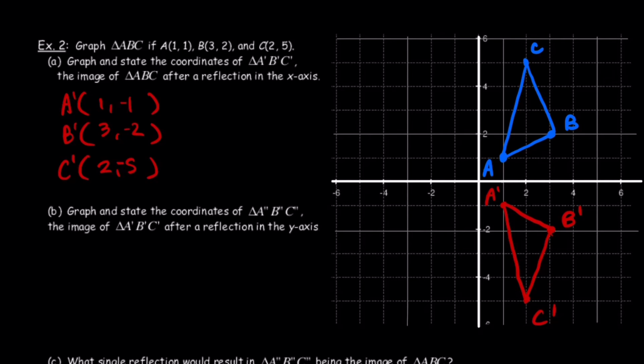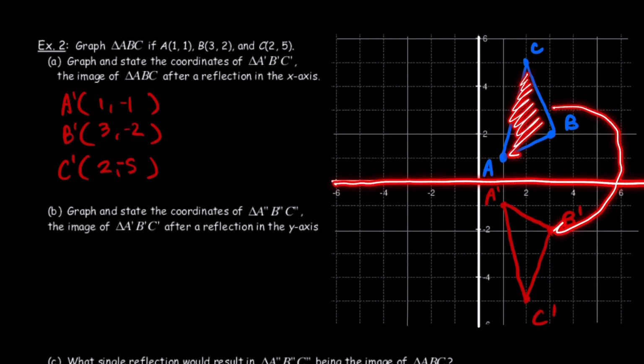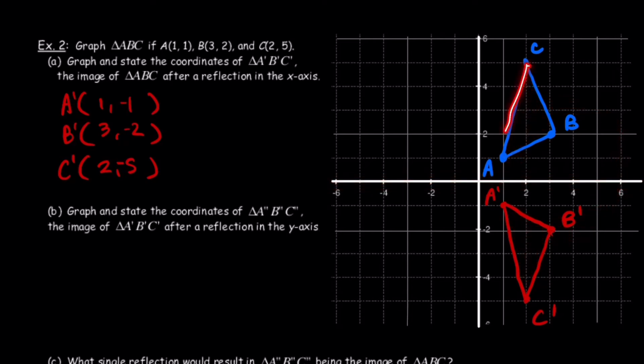Now, remember, visually, what are we doing? We are reflecting in the x-axis. So I'm taking this triangle here. I'm reflecting it in this axis. What happens? Well, it gets reflected down to this one. So it should make total sense when we're done. These two triangles should be the exact same size and shape, and they are.